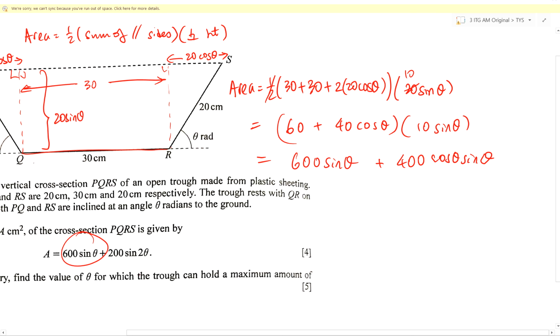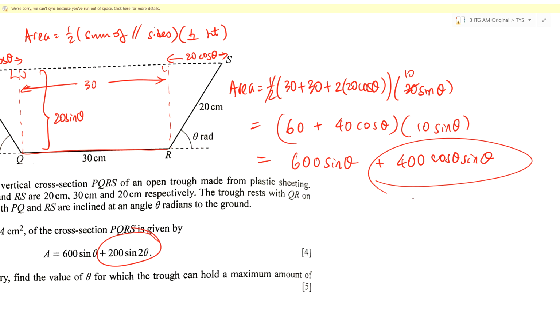Oh no, it's different. If you trust in your work, you have to realize that these two must be the same. And your job now is to make this the same as this. I've got cosine theta sine theta, but I've got 2 sine theta here. Can I change my cosine theta sine theta to become sine 2 theta? Then you have to remember, sine of 2 theta is actually 2 sine theta cosine theta.